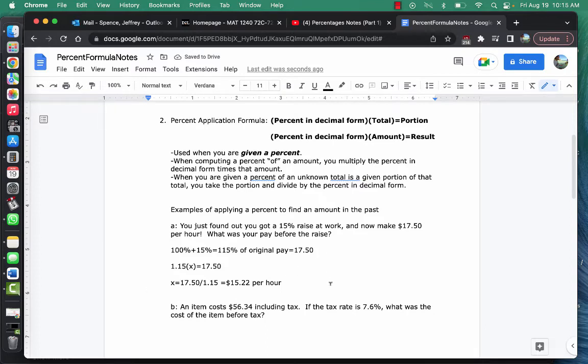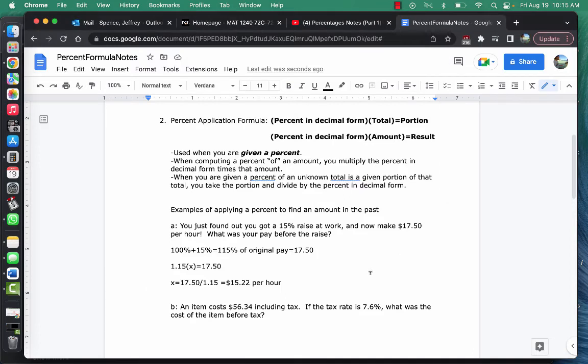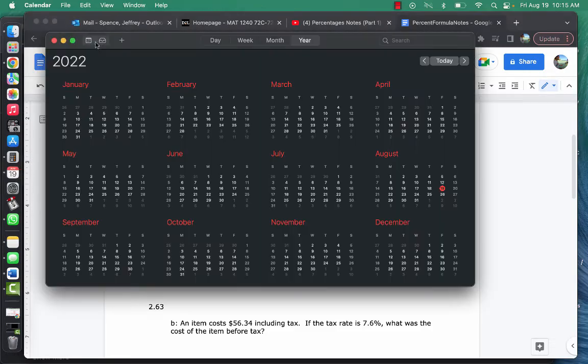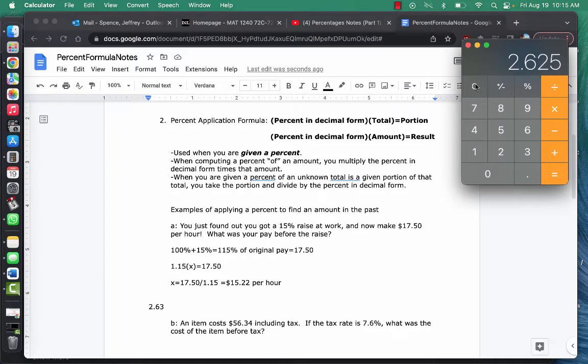We cannot do this problem by taking, let me show you on the calculator, you cannot take 15% of 17.50, which is 2.63, let me just jot that down somewhere, 2.63, and then subtract that off. That's not how this works, because the 15% is not being taken of your new pay, it's being taken of the original pay.